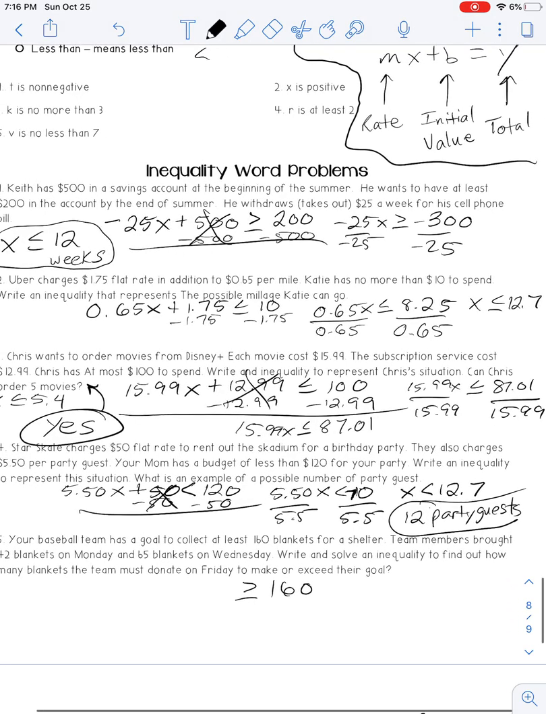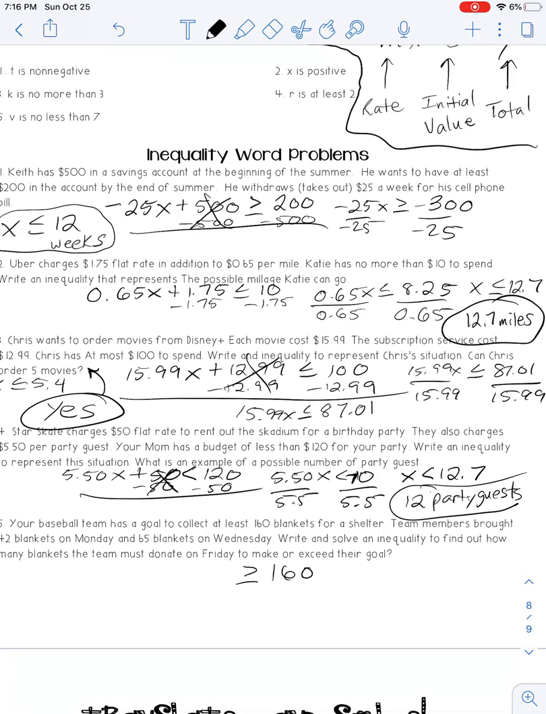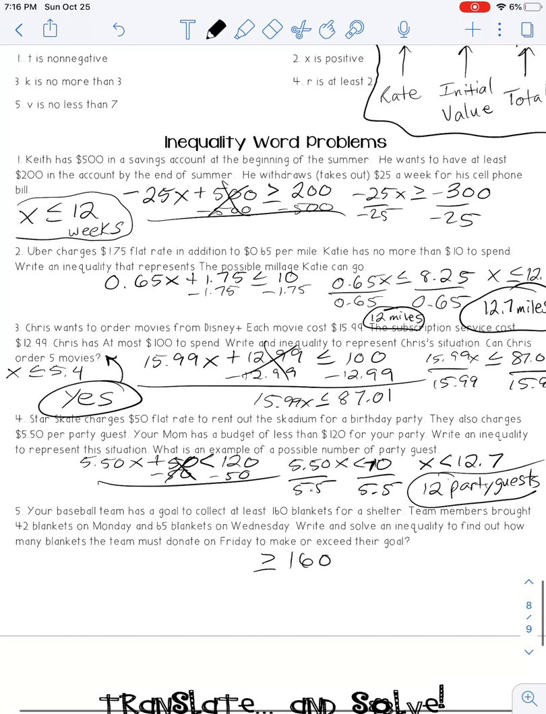Okay? And I actually forgot to write the answer on this one, 12.7 miles. Circle it. All right. And if you wanted to round it to the nearest mile for this one, it would actually be 12 miles. All right. So back to number 5.